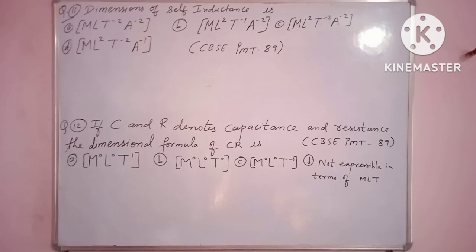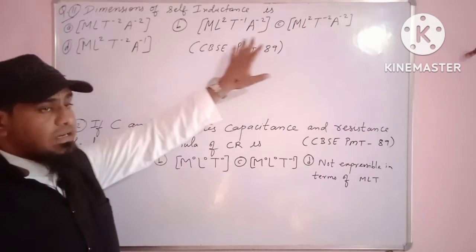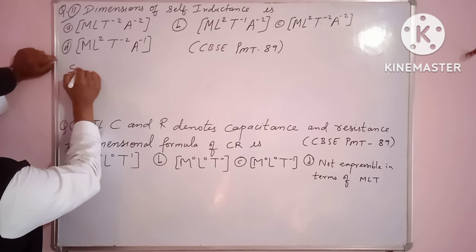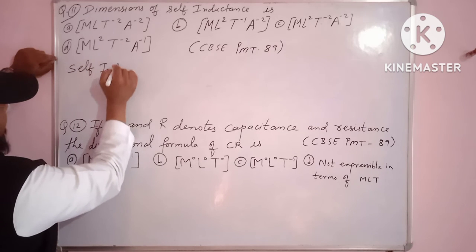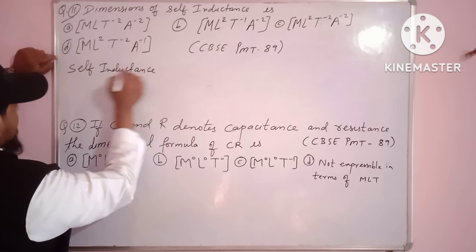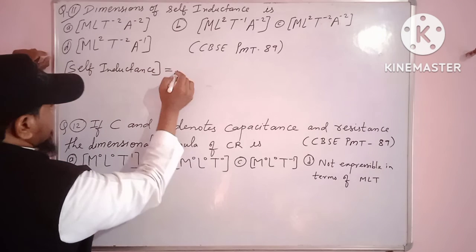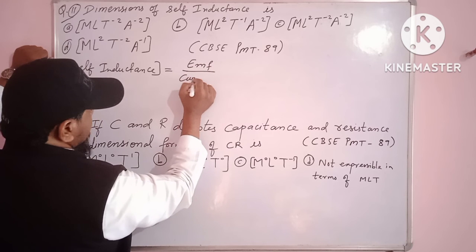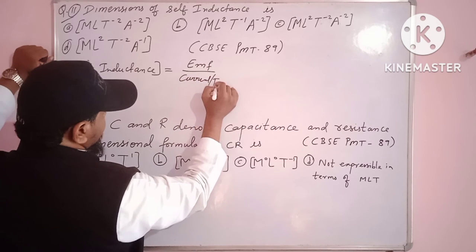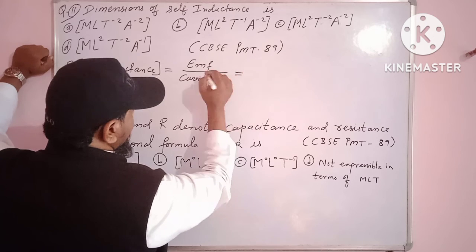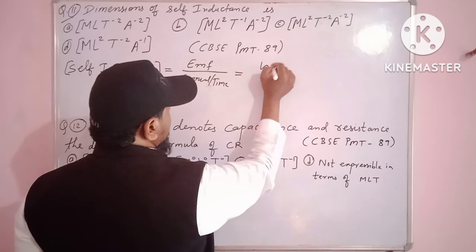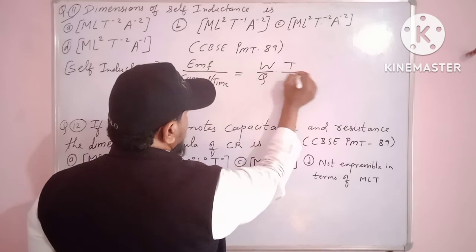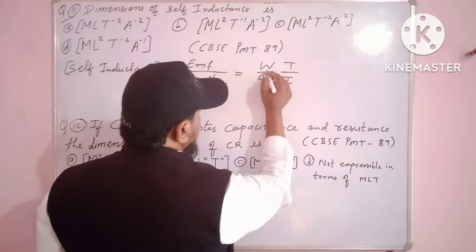Okay, let us proceed. Question number 11. We have to find the dimensions of self-inductance. This formula you should know. Self-inductance is equal to EMF upon current per unit time. And EMF is nothing but potential, that is work done per unit charge. This T will go in the numerator.